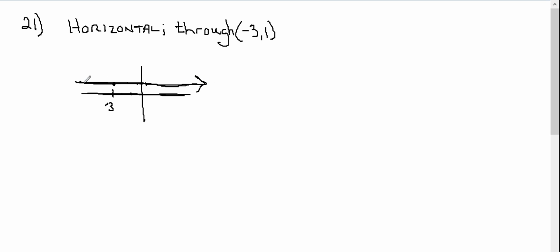Now the question is, what's the equation of this line? It's a horizontal line, so we should know that it's going to be y equals, and where is it cutting the y-axis? What point is it going through? It's going through this point here, the y of the given point. So my equation would be y equals 1.